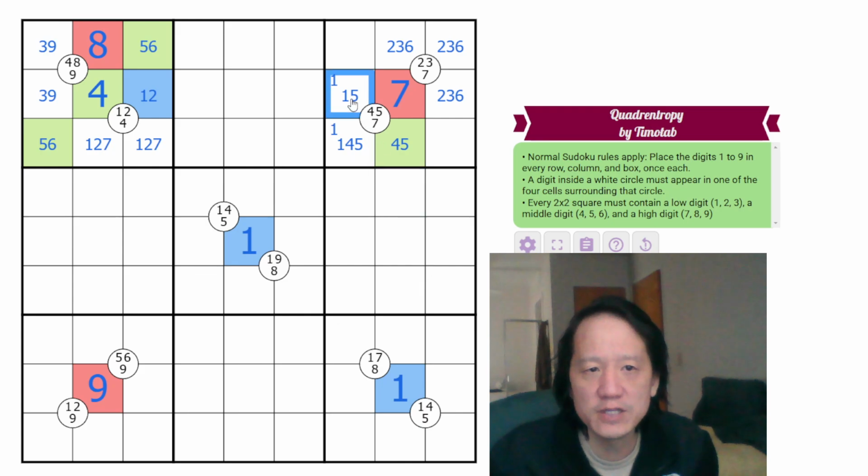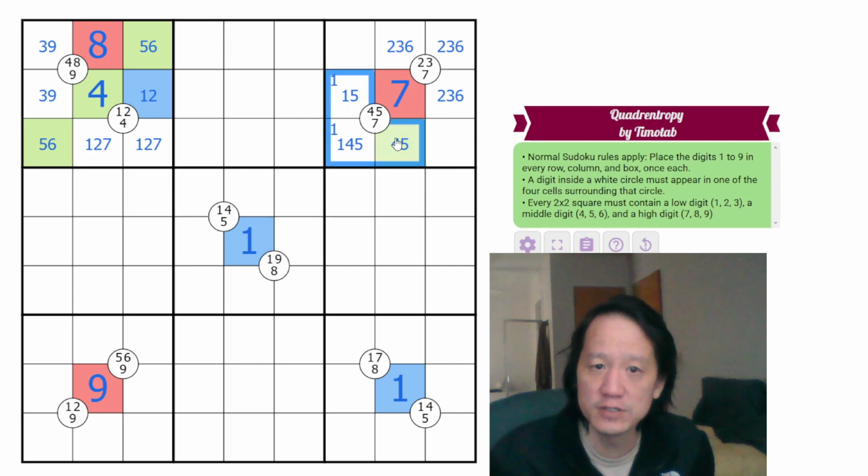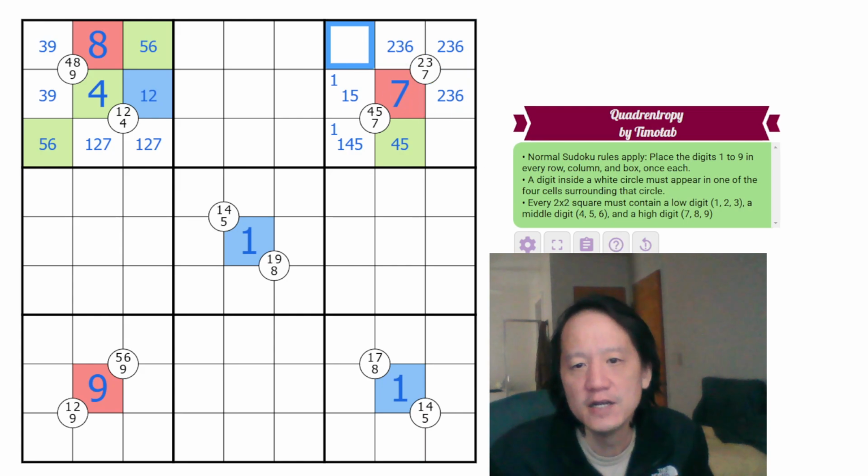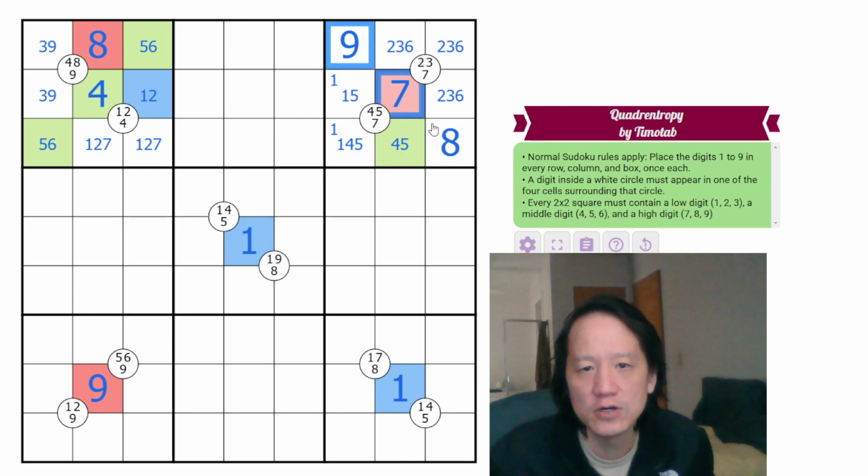We don't know what that is. So what are the remaining digits in box 3? We have a 1, 4, 5 triplet, which eliminates 1, 4, and 5 from the rest of the cells in the box. And we have a 2, 3, 6 triplet, which eliminates 2, 3, and 6 from cells in the rest of the box. Therefore, that leaves 8 and 9. This can no longer be an 8 because of this 8. Therefore, this must be a 9, which makes that an 8. And these are all high numbers.